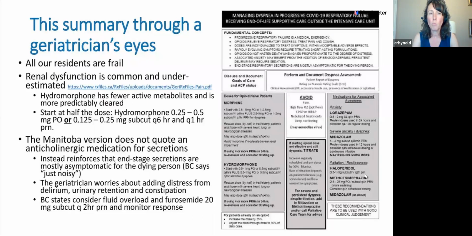But the risk of adding the anticholinergics is that it could precipitate uncomfortable, distressing delirium, urinary retention, and constipation. So they're not completely benign medications. Also, the BC summary states, in the section on secretions, to think about whether they are actually wet. Would some furosemide help to decrease some of the rattle and some of their respiratory symptoms? So consider using furosemide.